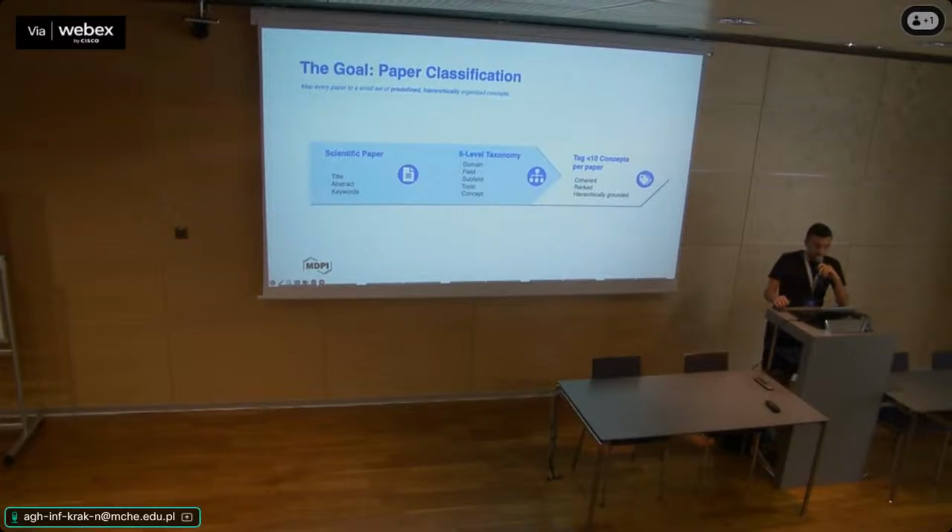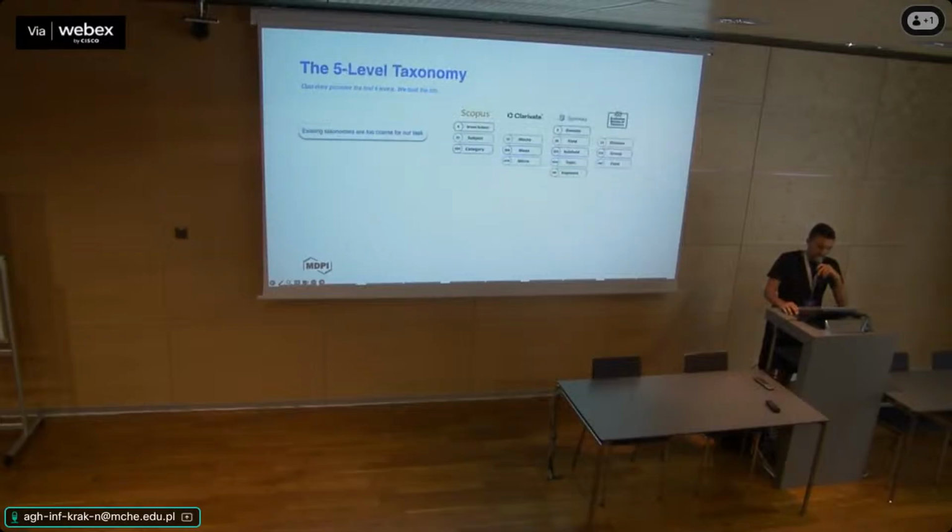I'm giving another talk tomorrow, which is about paper tagging, but that is the last part. Today, I'm focusing more on how we built the 5-level taxonomy, composed of domain, field, subfield, topics, and concept. And after we have this representation, we were able to tag our 2 million papers to this concept list, depending on their semantics. Later, we are going more in detail.